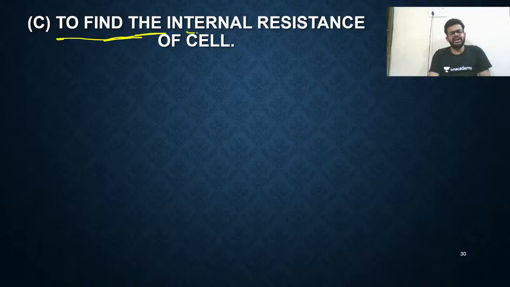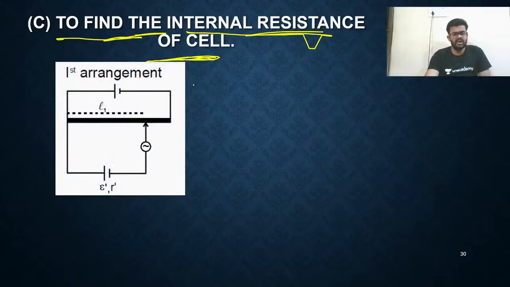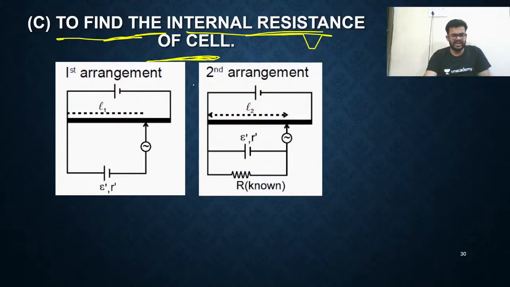To find the internal resistance of a cell: how do we find the internal resistance of a cell? My dear friends, let's say I have some cell having an internal resistance that I don't know. At first I'll take the first arrangement, then the second arrangement. Two arrangements I have taken. I have to find the unknown internal resistance of the cell. So the first arrangement, you can see, right?